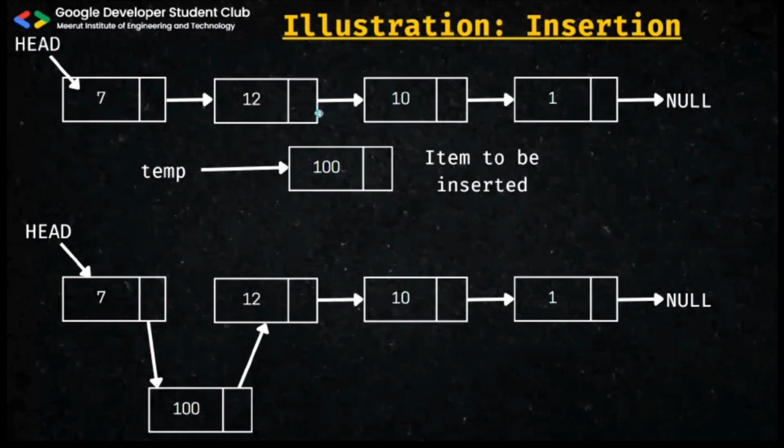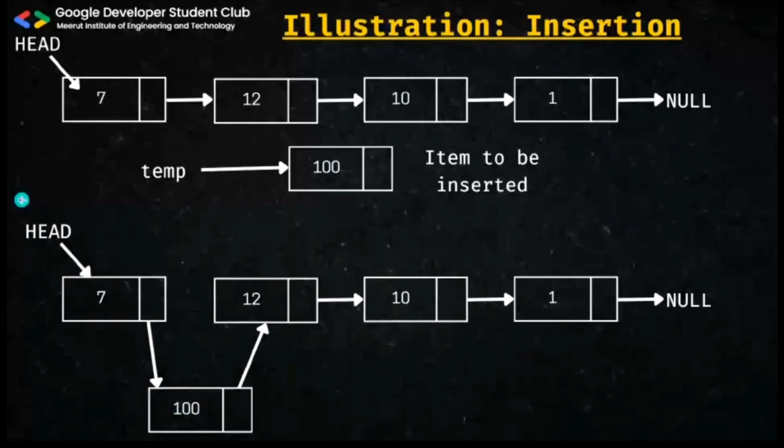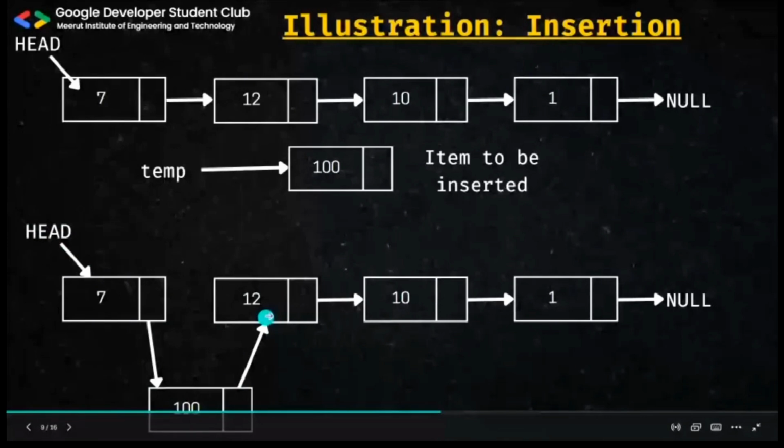If you want to connect two nodes, you just have to use their addresses. So to connect these two nodes, we write the address of the second node inside this temp node. What this will do is this node will point towards the second node. So now you can see we have easily inserted a new node inside our linked list. This will traverse like this: 7, 100, 12, 10 and 1.